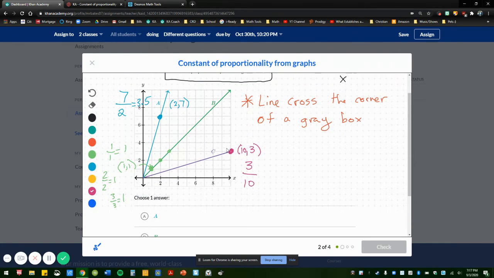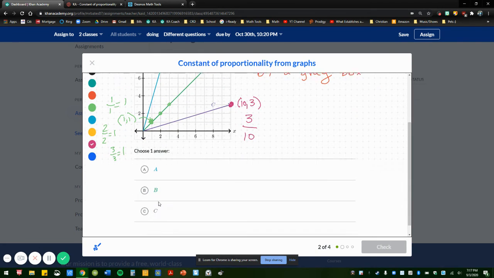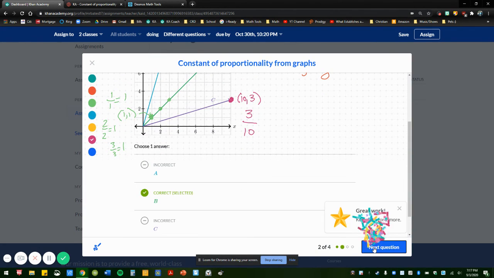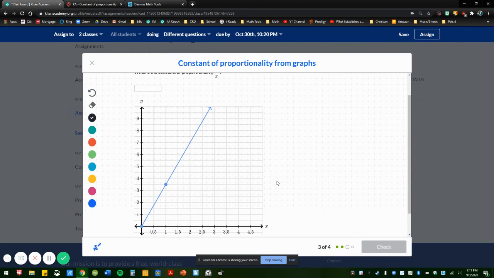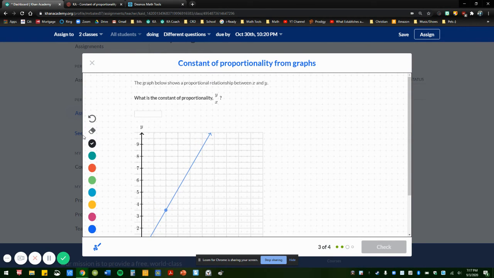This one kind of took up a lot of stuff here for the graphs. That was line B was correct. Let's just do one more, just see how it goes. All right. And again, with the way I'm zoomed in here, this is really y over x. But I'll just draw that in here. What's the constant of proportionality? So once y over x.